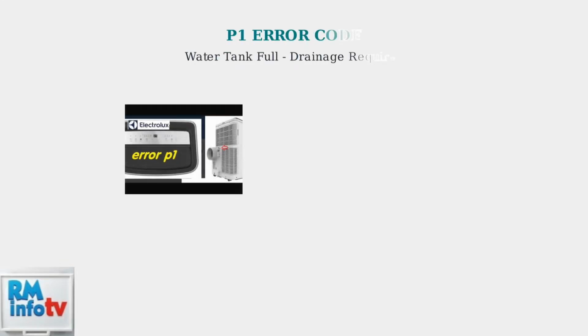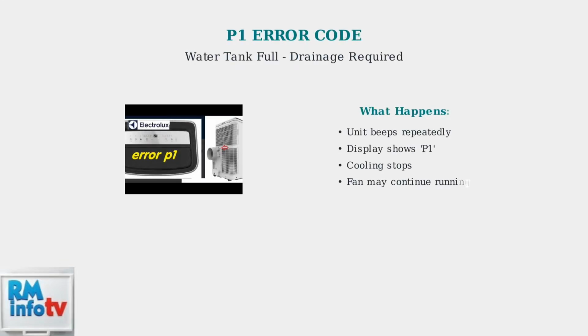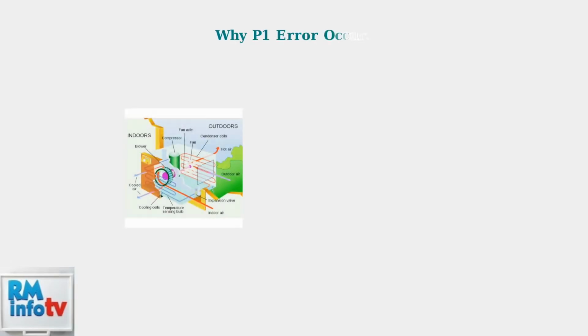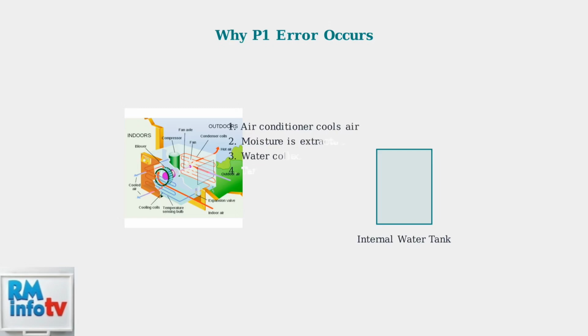The P1 error code on your Whynter portable air conditioner is a common issue that indicates your internal water tank is full and needs immediate attention. This error occurs because portable air conditioners naturally dehumidify the air as they cool it. The moisture extracted from the air collects in an internal water tank.